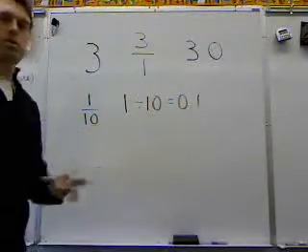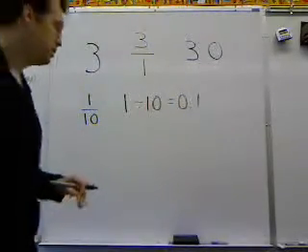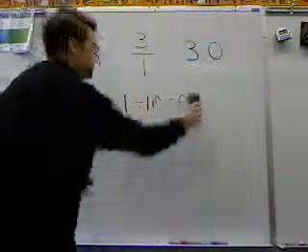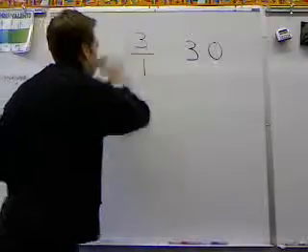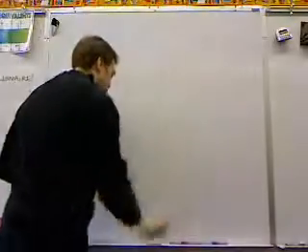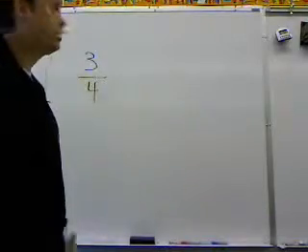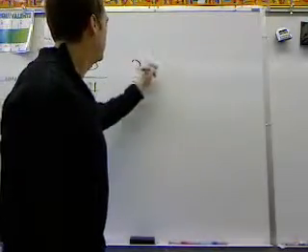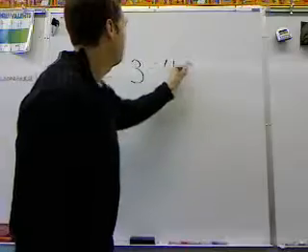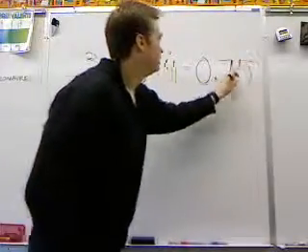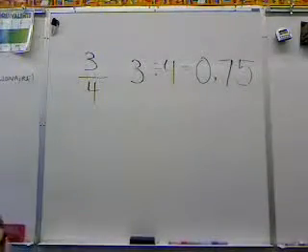This is how we convert any fraction into a decimal. We always take the numerator and divide it by the denominator. So for example, if I decided to convert the fraction 3 over 4, I would simply take 3 and divide it by 4 to get my decimal of 0.75.